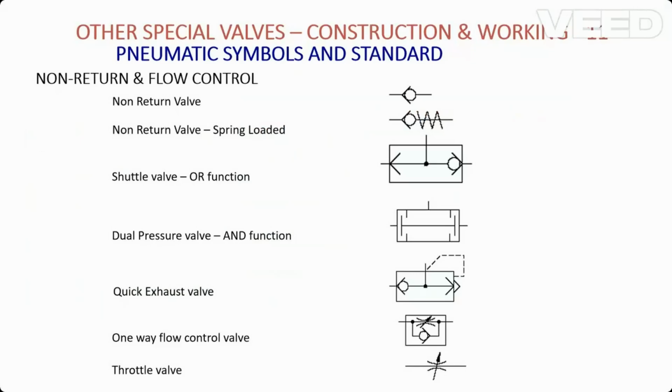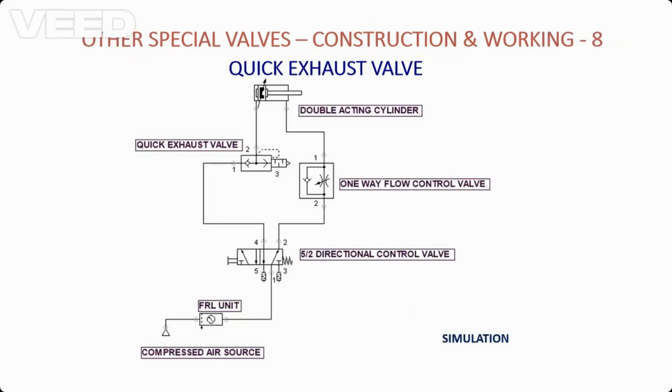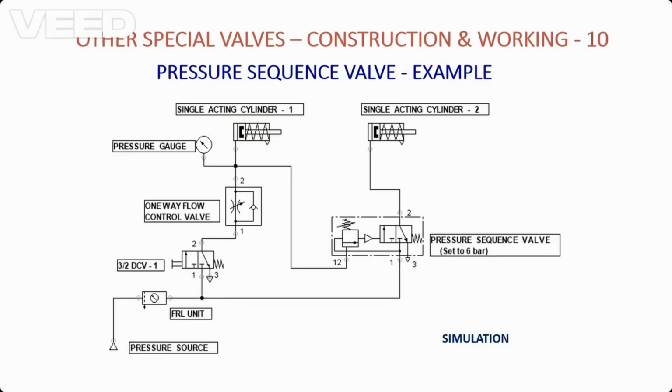So in our previous videos we have seen flow control valves and their working. In this video, a continuation of the working of flow control valves and pressure control valves, in simulation we'll try to connect the sequence of operation. Let us try to connect. We are left with the quick exhaust valve connection and, at the same time, the pressure sequencing valve connection. So this is the connection which we will be using.